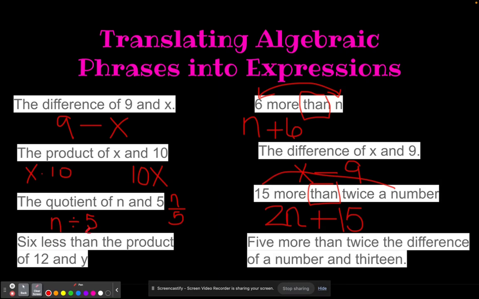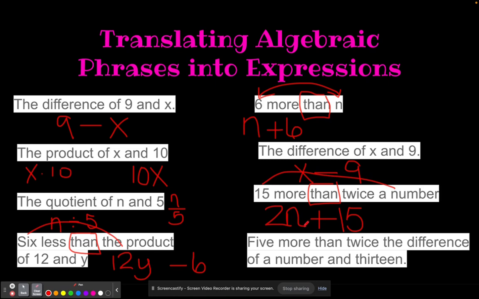6 less than, again, than is your trigger word. So I need 6 less than. I'm going to put 6 less at the end. My order is different. I need 6 less than the product of 12 and y. Product means multiply. So I'm going to write the product of 12 and y like this because I like to get in the habit of multiplying them by shoving them together. And I need 6 less than that. So the 6 less than is at the end.